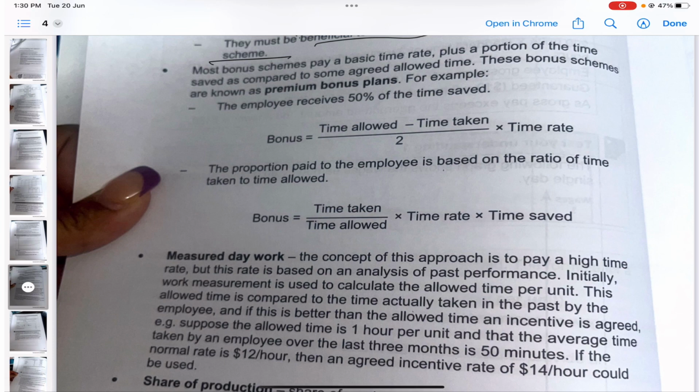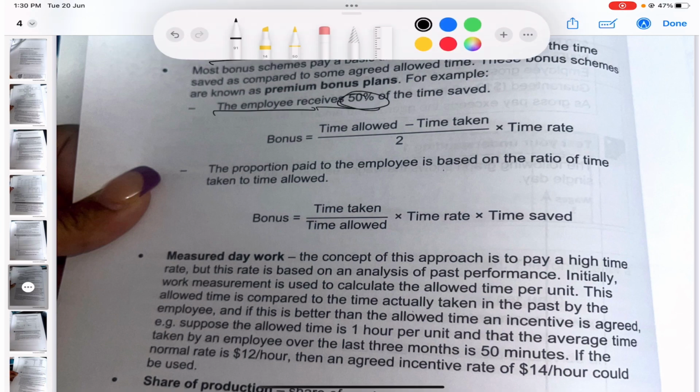Now what are the examples? Let's say the employee receives 50% of the time saved. So the bonus would be: initially how much time was allowed, minus how much time he has taken. That gives you the time saved, divided by 2, multiplied by the time rate. Why am I dividing it by 2? Because in the question it is given that the employee receives 50%, and 50% is 1 by 2, that is why.